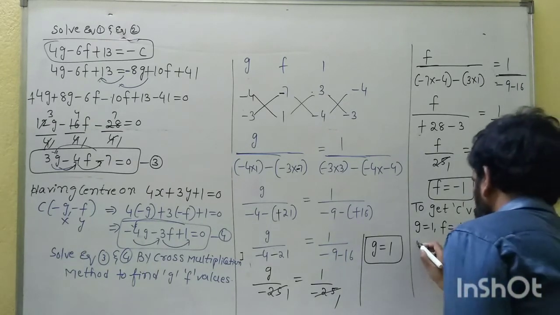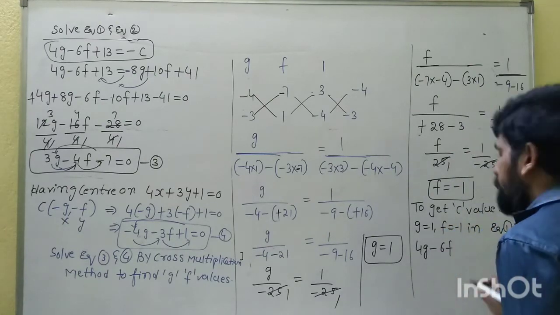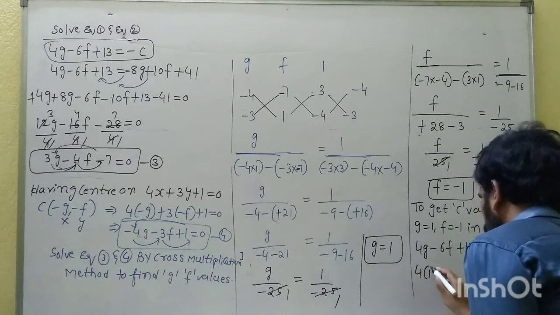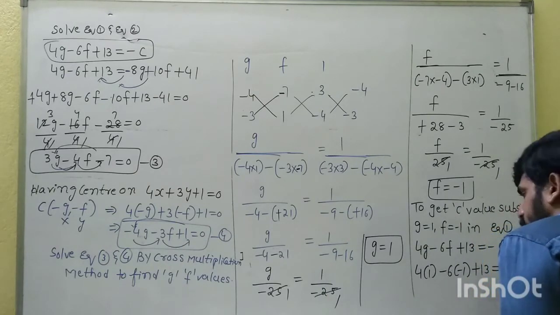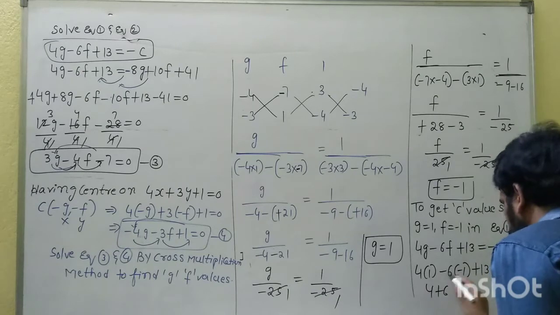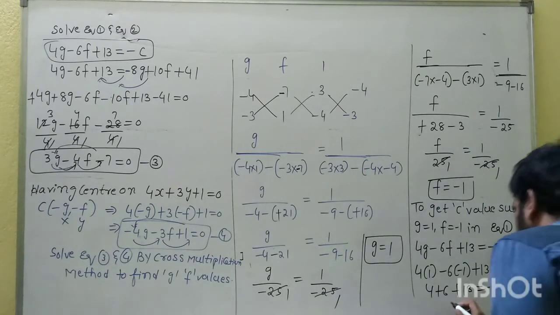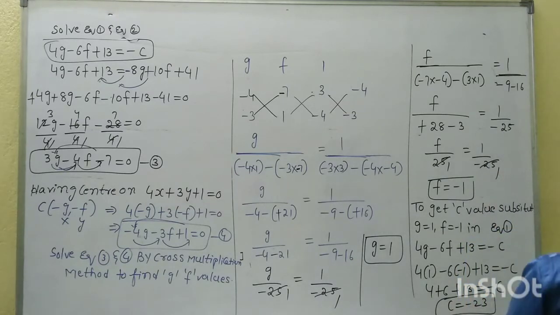So it will be 4g minus 6f plus 13 is equal to minus c. Then 4 into 1 minus 6 into minus 1 plus 13 is equal to minus c. Then 4 plus 6 plus 13 is equal to minus c. So 10 plus 13 is 23. So c equals minus 23. This is the c value. Okay? We got c equals minus 23.